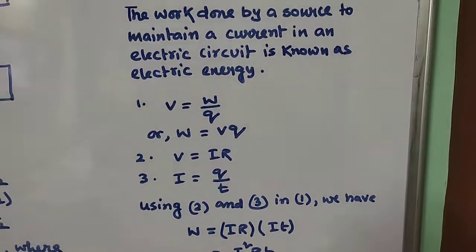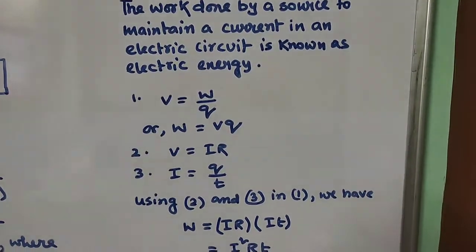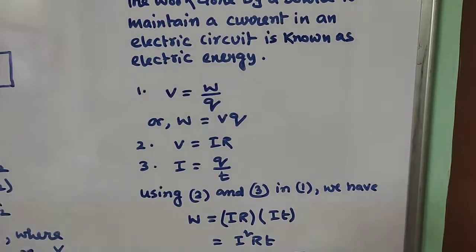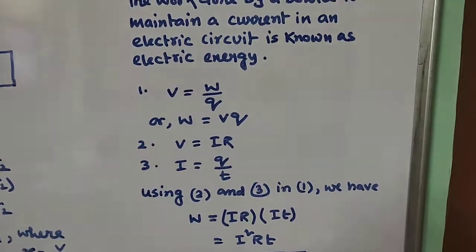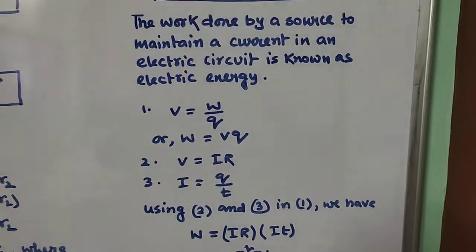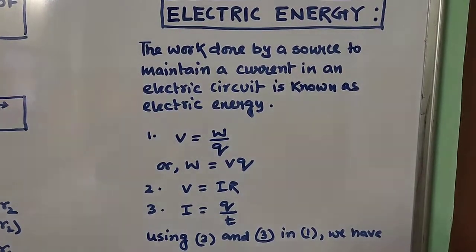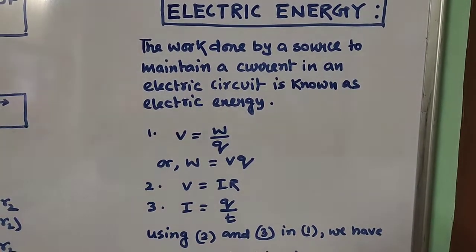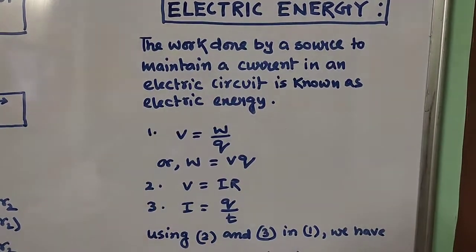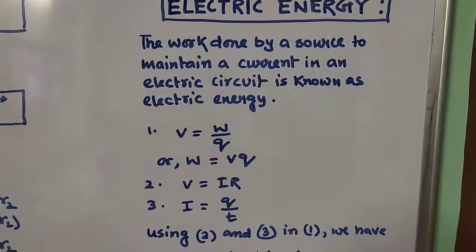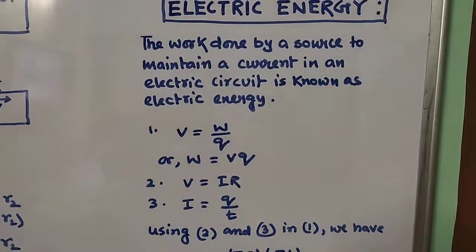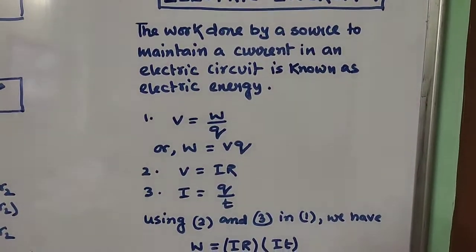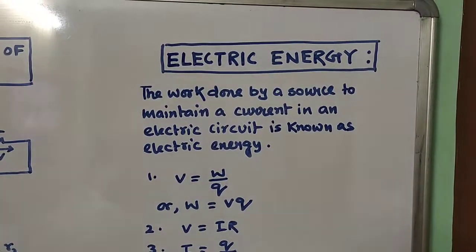This work done is nothing but some kind of heat, because when current flows, heat develops. So you can say the amount of heat developed is nothing but I square RT, and that is equivalent to the work done. And work done, as per the definition, the work done by a source to maintain a current in an electric circuit is known as electric energy. So this is one important topic.